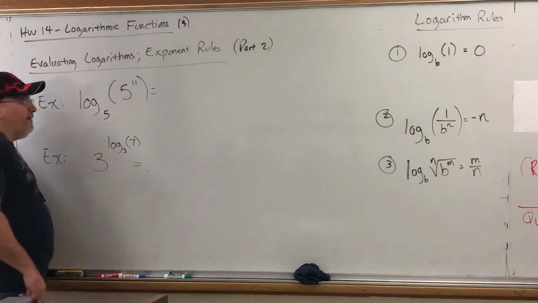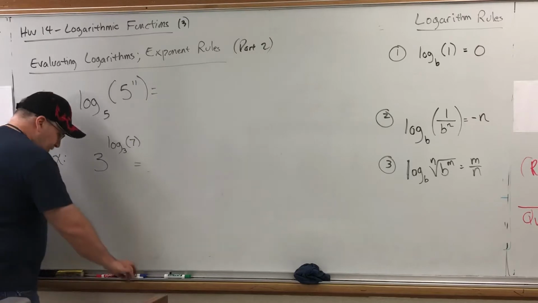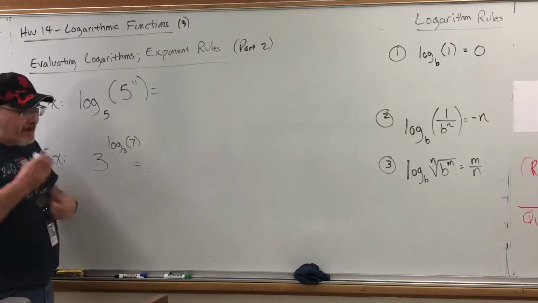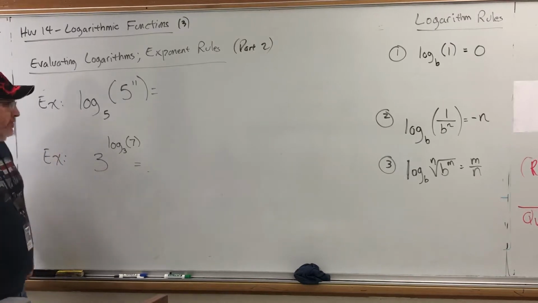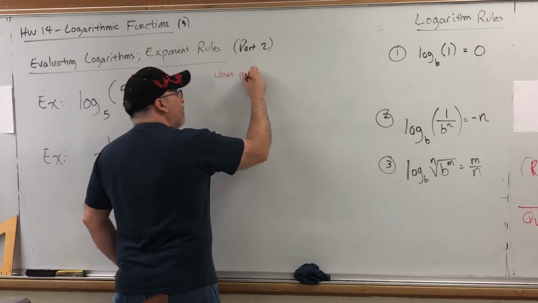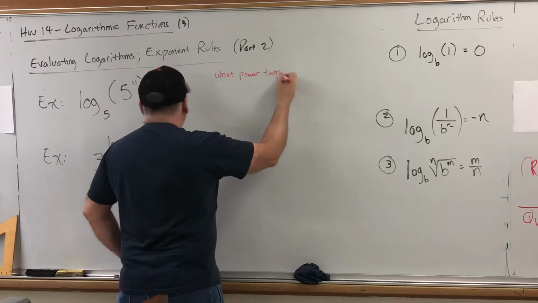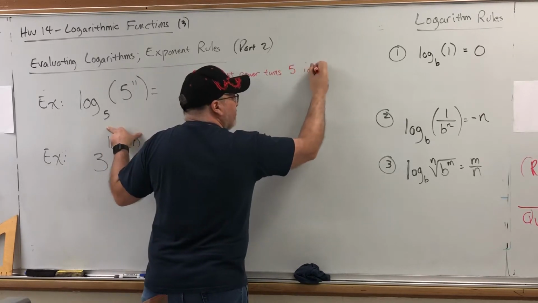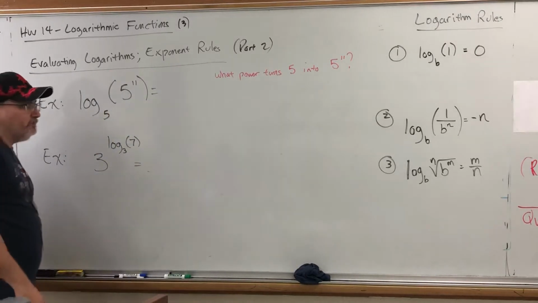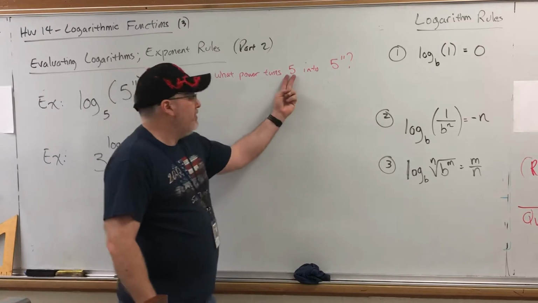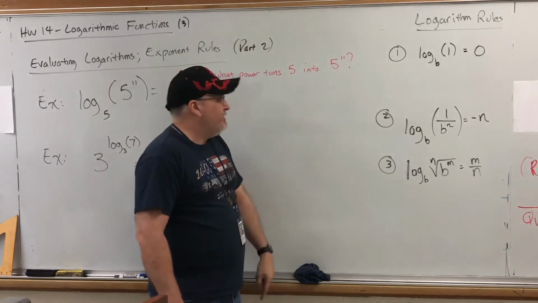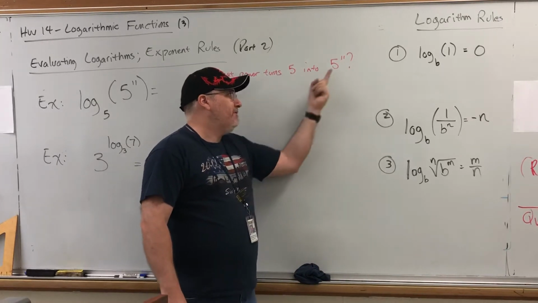Log base 5 of 5 to the 11th power equals. Now, before you start figuring out 5 to the 11th power, make sure you know the question that you're being asked. Remember, every logarithm is asking a question. The question is, what power turns the base, which in this case is 5, into the argument, which is 5 to the 11th? So, what power would you put on this to make it look like this?